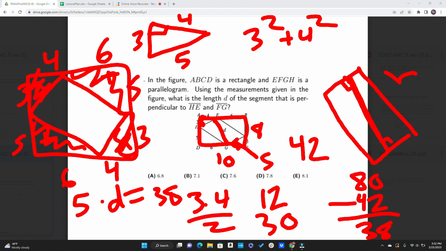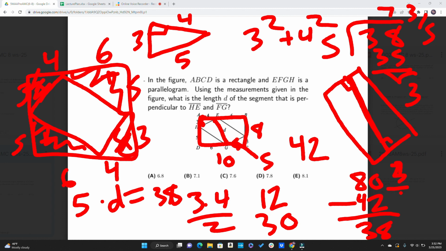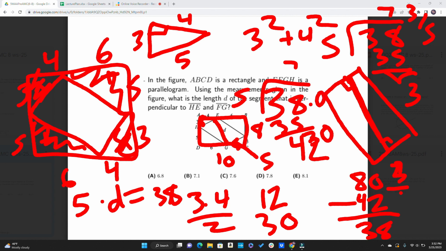All right, solving for D, we can divide both sides of our equation by 5. D is 38 divided by 5. Doing that math, we get 7 and 3 fifths, or we could keep going. 38 divided by 5, this is getting kind of messy, 7, 35, 3 left over, 0, 5 goes into 30 6 times. So here we've got 7.6 as our answer.